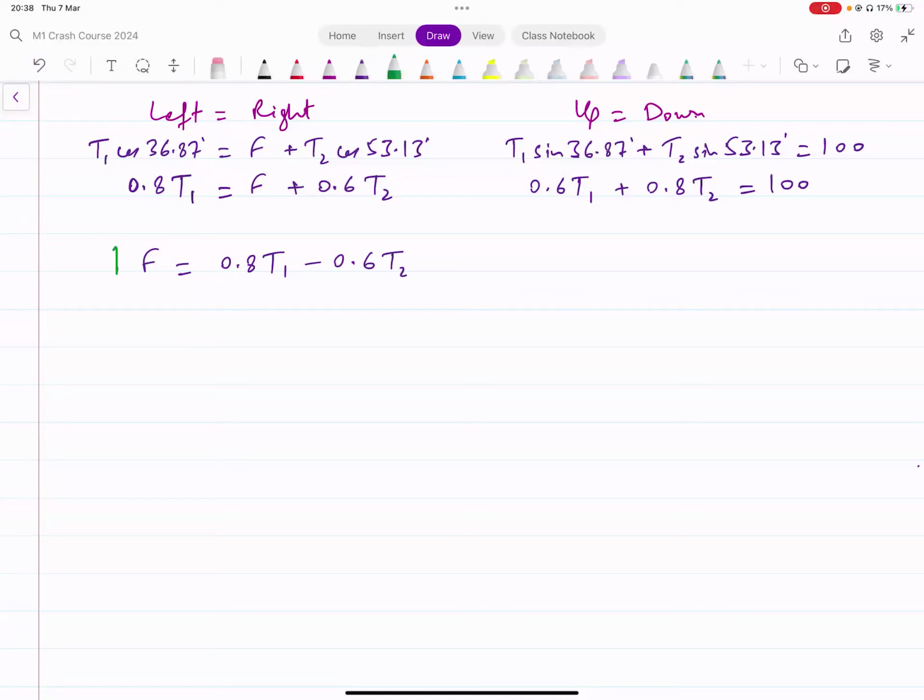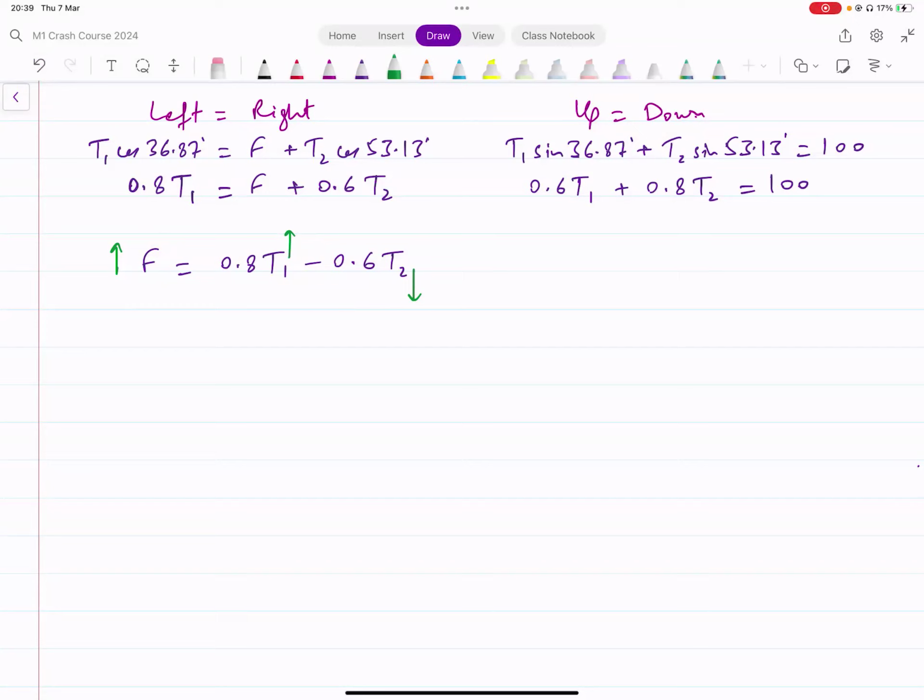We want to maximize f. What is f equal to? f is equal to 0.8T1 minus 0.6T2. How can we maximize the value of f? If we want to maximize f, T1 needs to be as big as possible because that's the positive value here, and this thing is being subtracted. If we want to maximize f, T2 needs to be as small as possible. T1 needs to be as big as possible, and T2 needs to be as small as possible.